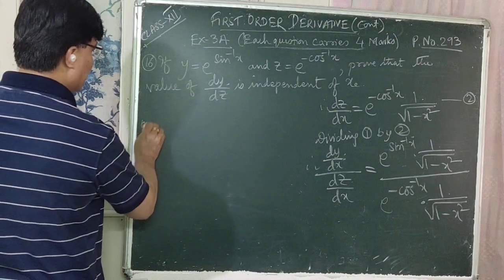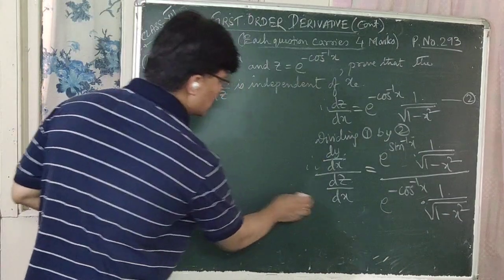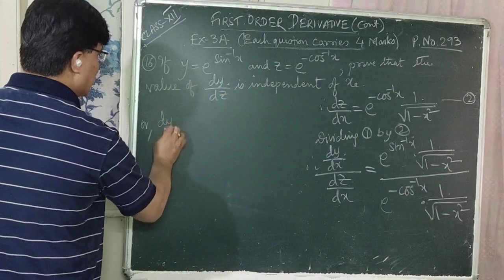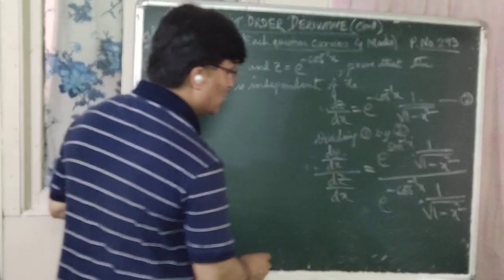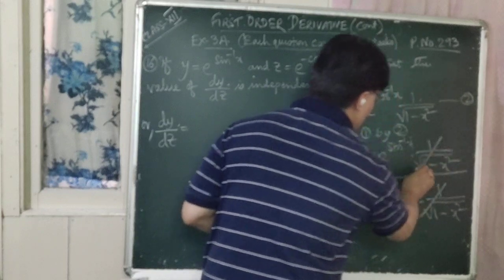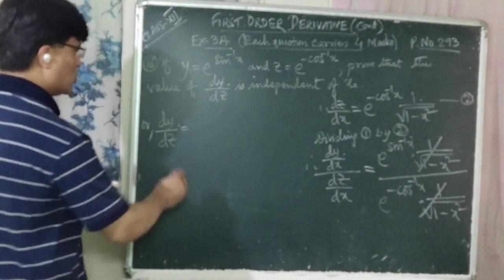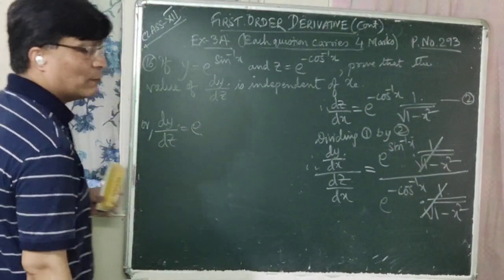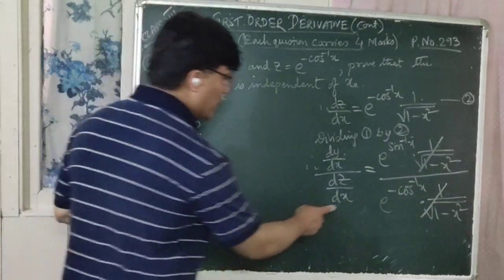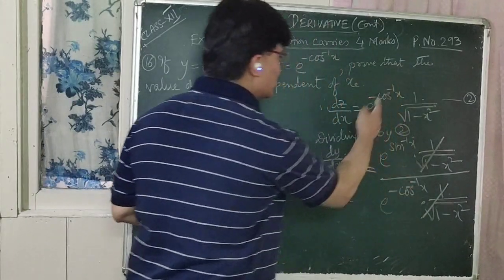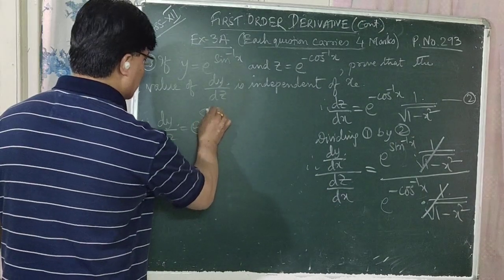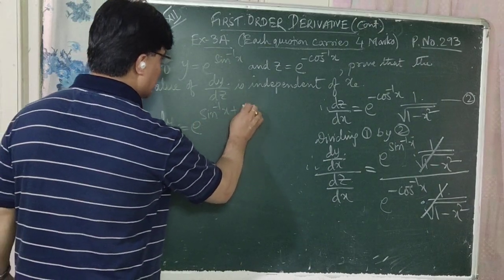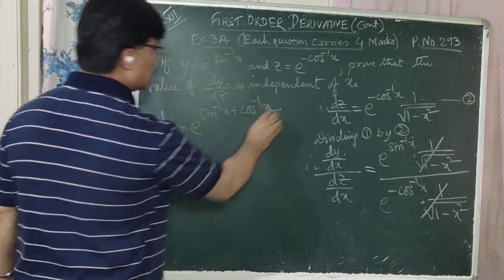So now let us simplify it. Here dx will be cancelled, so you will get dy by dz. That means we are getting the value for this dy by dz. Here you can cancel 1 upon root over 1 minus x square, right? So e to the power... Now you can simplify the powers of e. When this e to the power minus cos inverse x goes to the numerator, it becomes plus. And you can simplify it with e to the power sin inverse x plus cos inverse x.